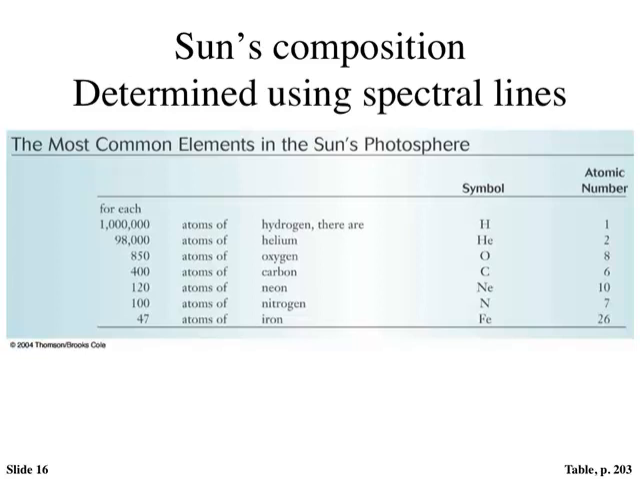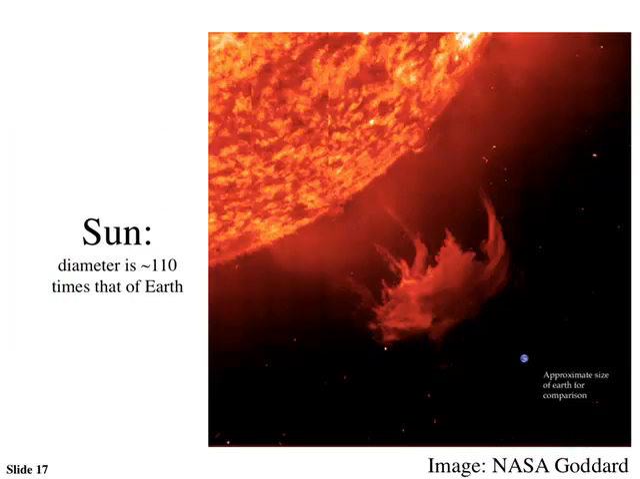Okay? So we are all star stuff in that sense, right? So all of us are fundamentally created by atoms that were forged inside of stars, possibly like the sun. We're a little bit different, but not that much different than the sun. So the sun is 110 times the diameter of the Earth. It's very, very big. And on occasion, these giant solar flares erupt from the surface.